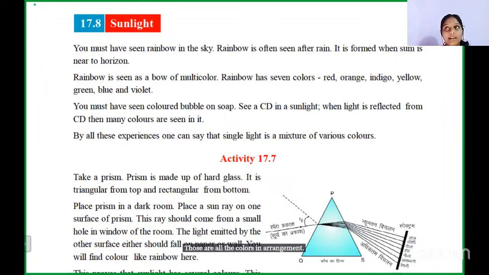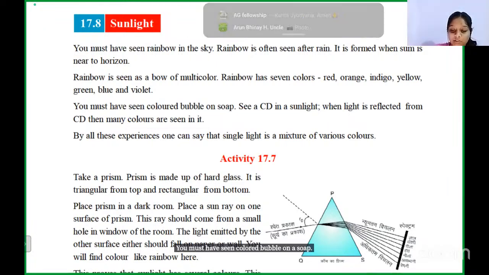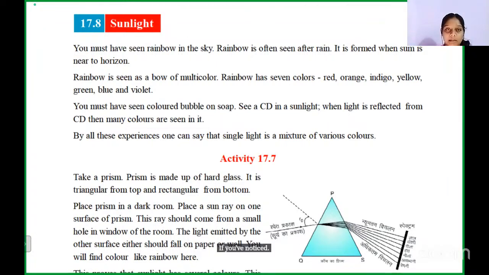Now, what happens basically? When all these colors are together, they form white light. But when this white light spreads out, it spreads out into these 7 colors. You must have seen colored bubbles on soap. If you've noticed, when the bubbles are formed, you can see pink and bluish some color.